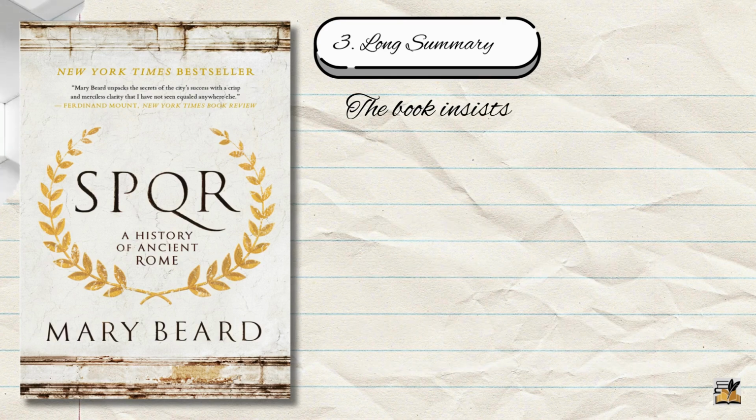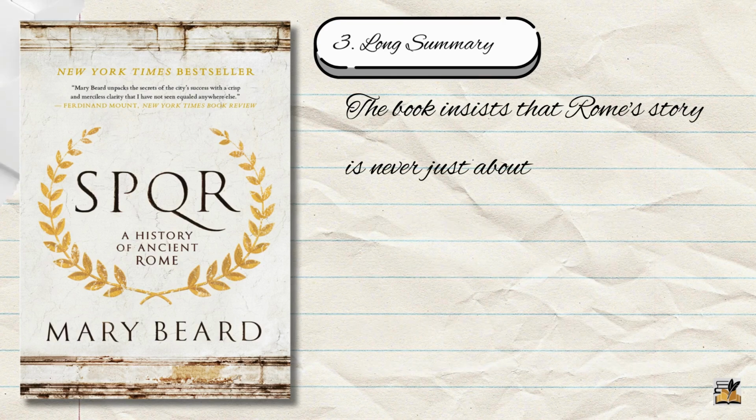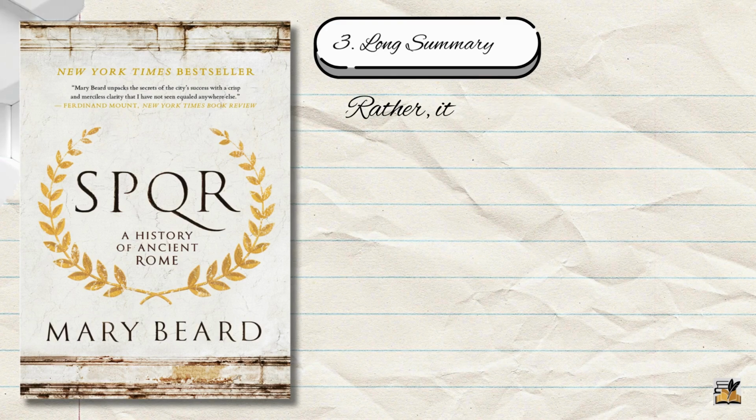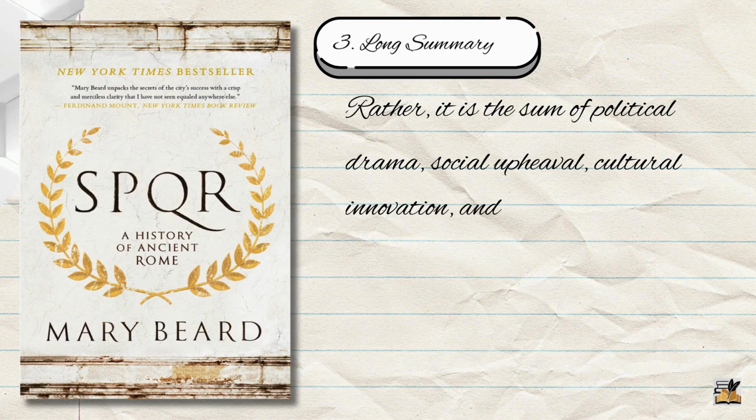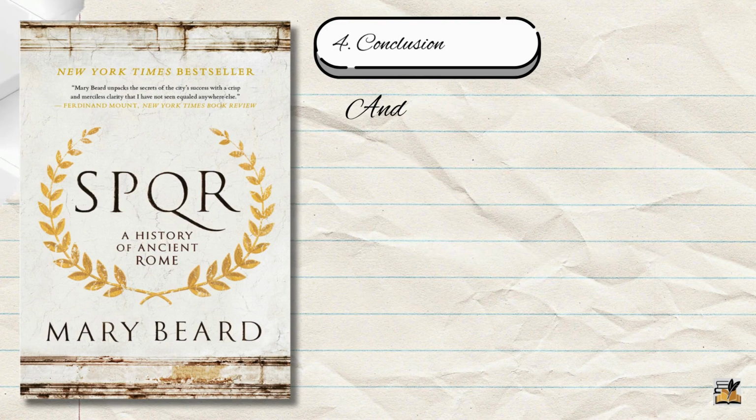The book insists that Rome's story is never just about famous men or epic battles. Rather, it is the sum of political drama, social upheaval, cultural innovation, and personal ambition, all unfolding across centuries of staggering change. And there we have it.